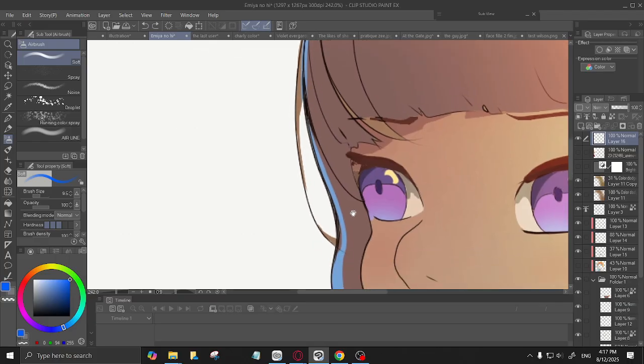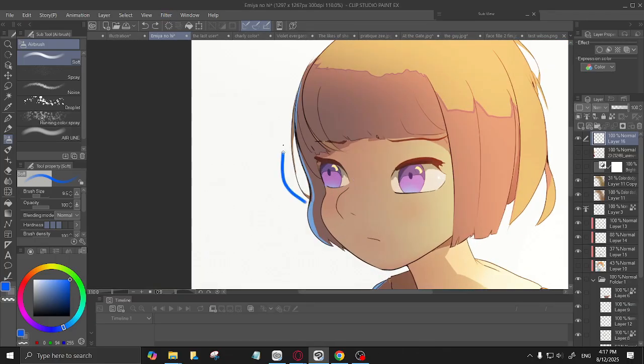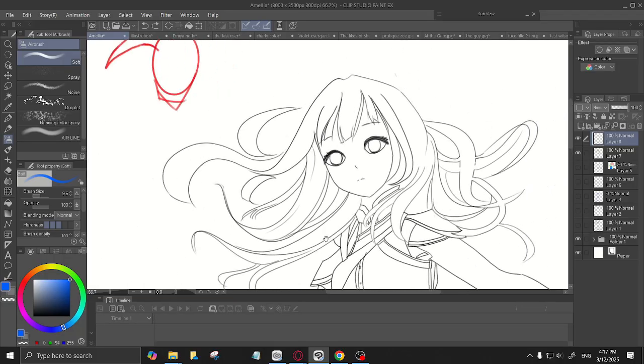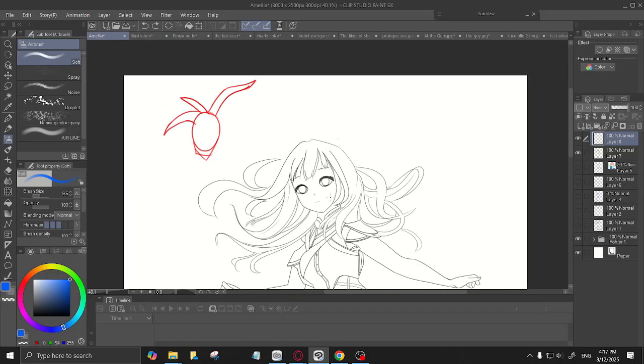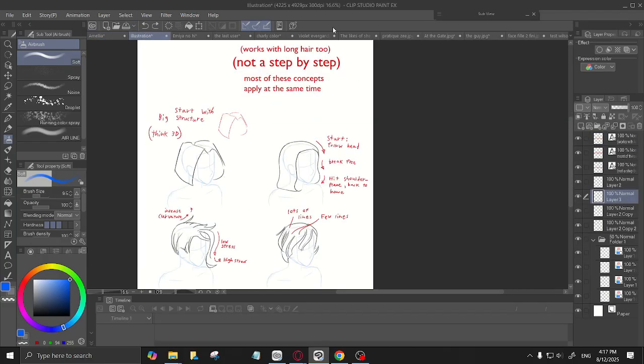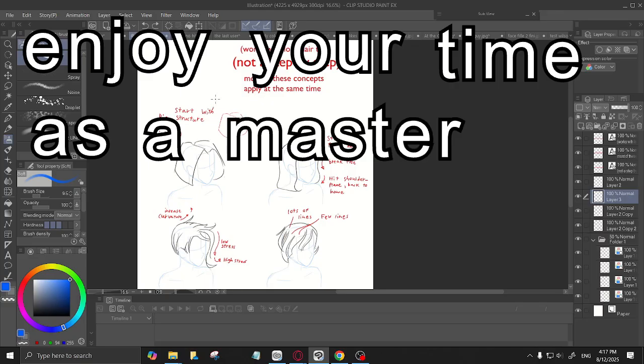This one is really interesting. This small breakaway. It goes there, right? Then this one kind of breaks away. Very good. And as you saw, it's this one. So yeah, enjoy your time as a master of hair.